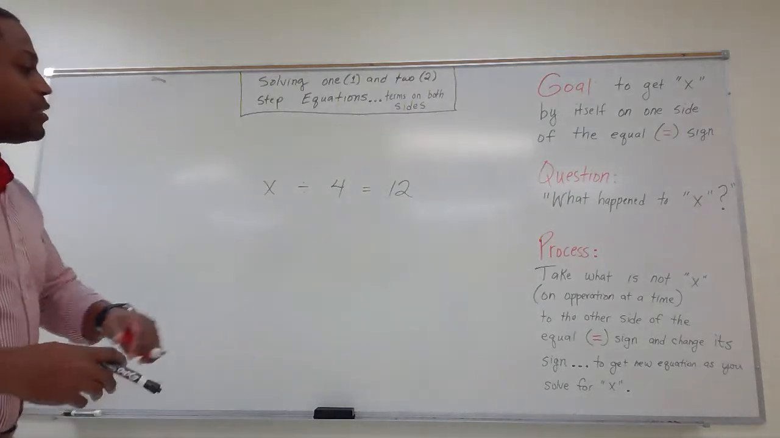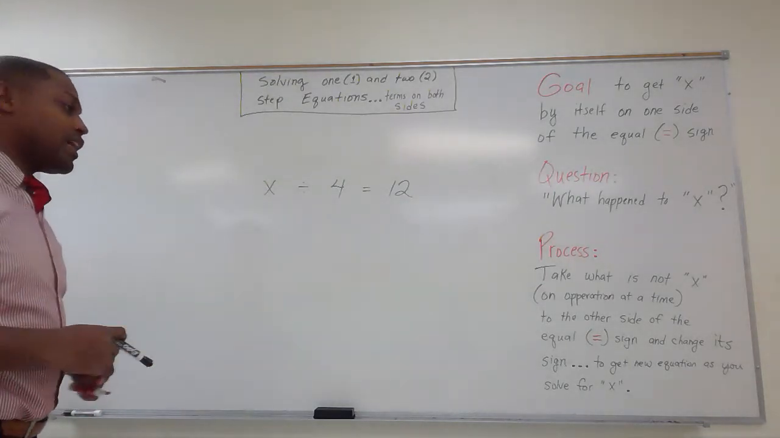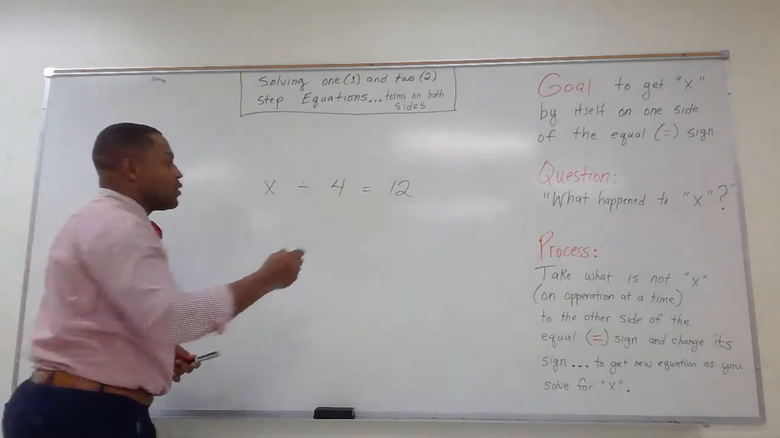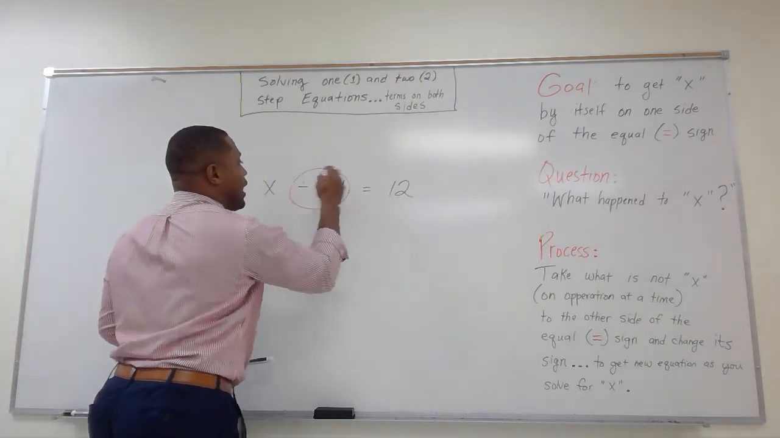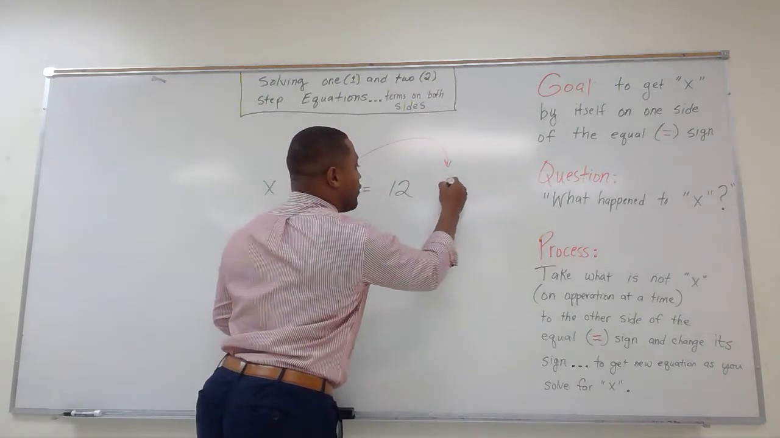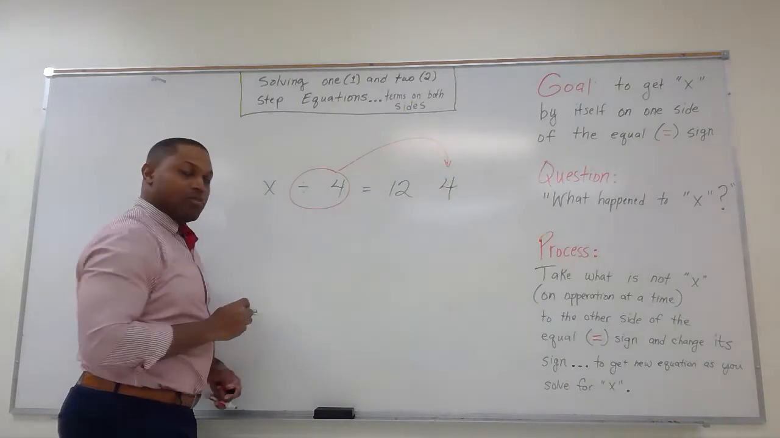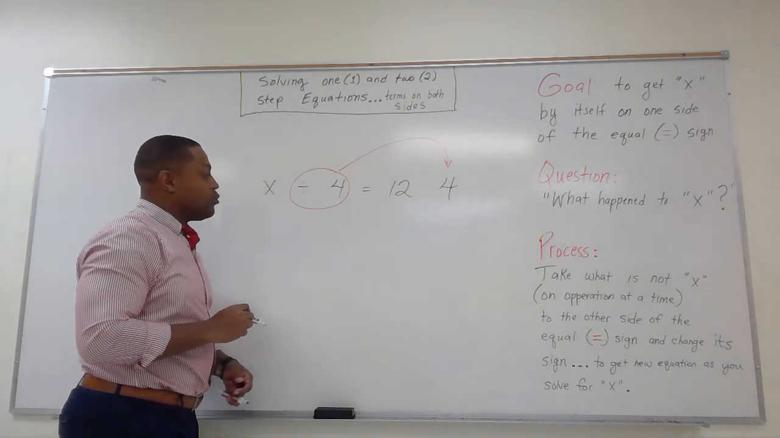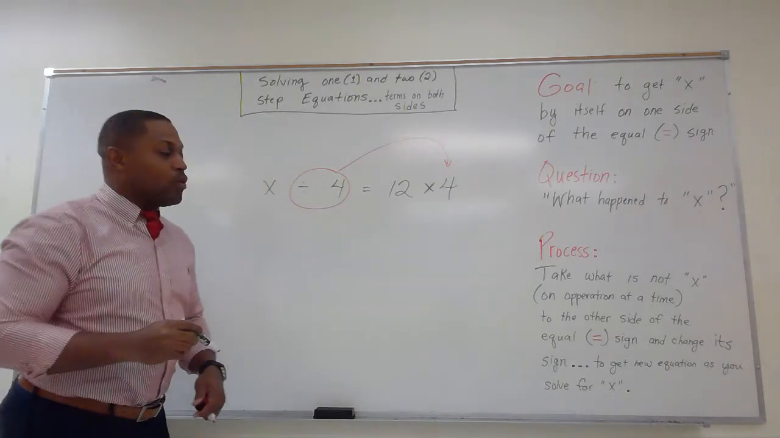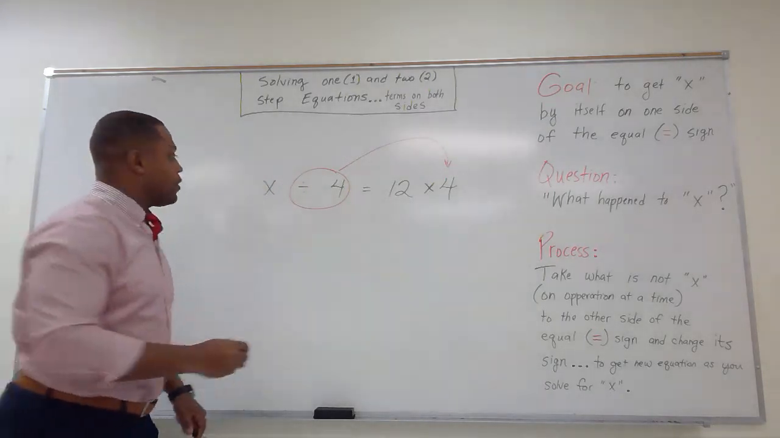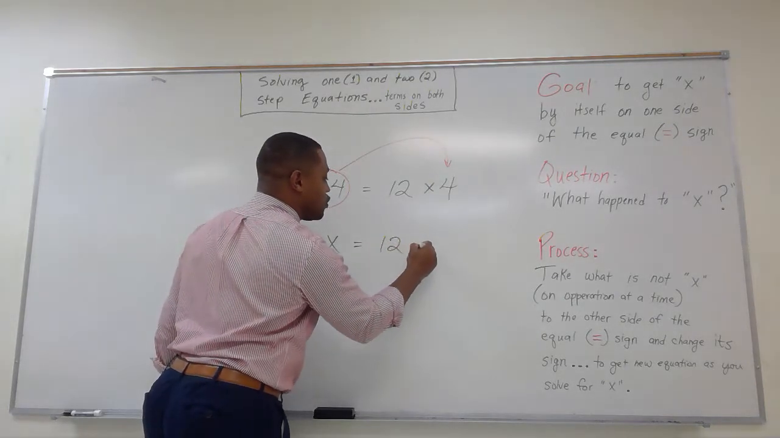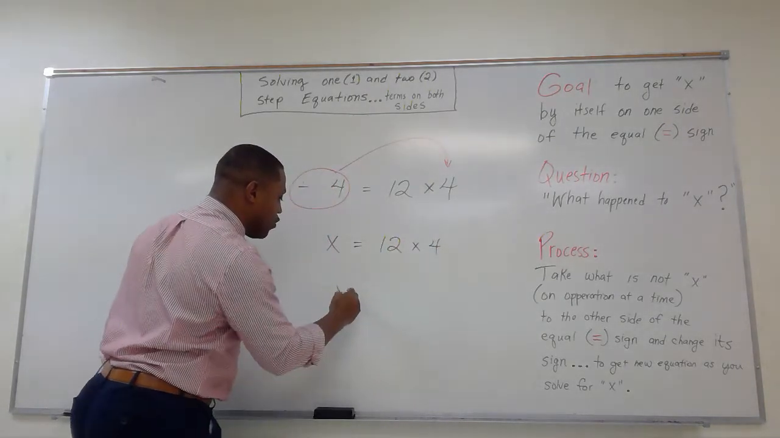Okay, so now I'm going to take what is not x, one operation at a time. I only have one right now, to the other side of the equal sign, and I'm going to change its sign. So here's my 4. On the left side of the equal sign, it's a division symbol. That's what it has with it. So on the right side of the equal sign, I'm going to change that to multiplication. So in this case, the new equation is x equals 12 times 4.